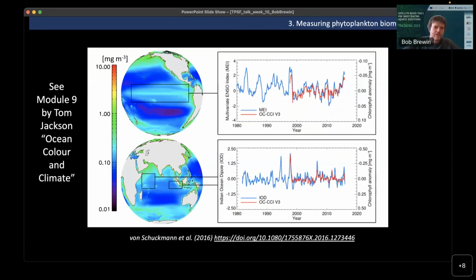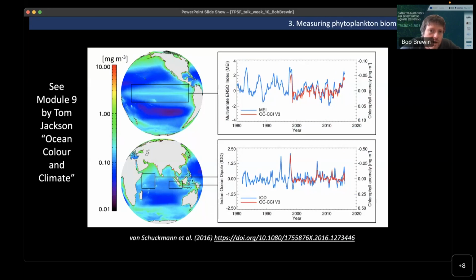And that's sort of illustrated in this figure here. This is a figure taken from a paper published back in 2016. And we're just focusing on two different regions of the ocean here, the equatorial Pacific on the top part of the image, and also the Indian Ocean on the bottom.